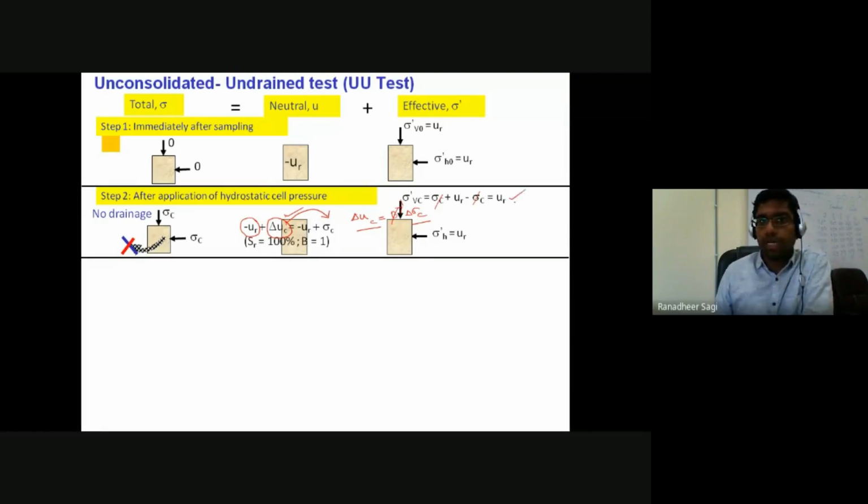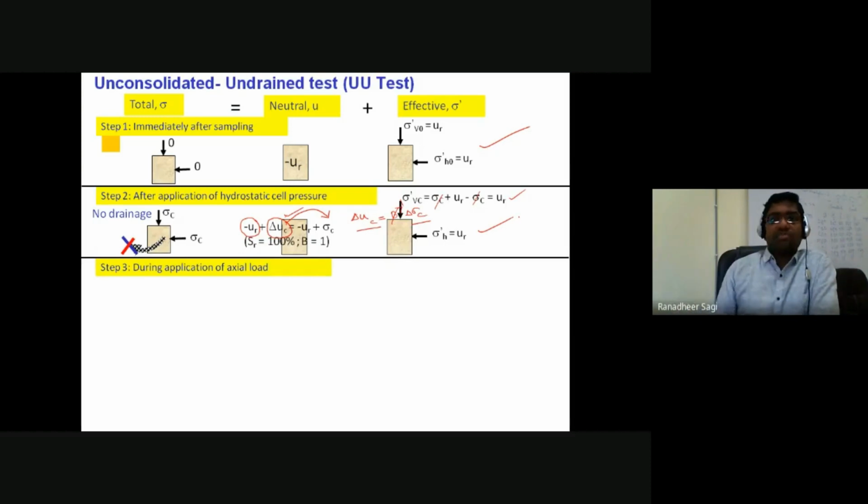What does this UR indicate? UR indicates your effective stress existing in the soil sample, which is the same as your initial state, even before applying your hydrostatic pressure. That is, before the application of cell pressure. Whatever effective stress was developed in your soil sample, the same amount of effective stress is also existing in the soil sample, though your soil is subjected to an all-round pressure, which is called cell pressure.